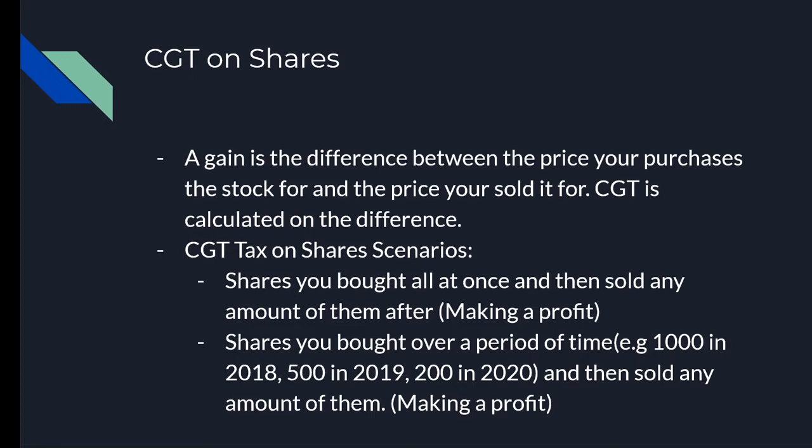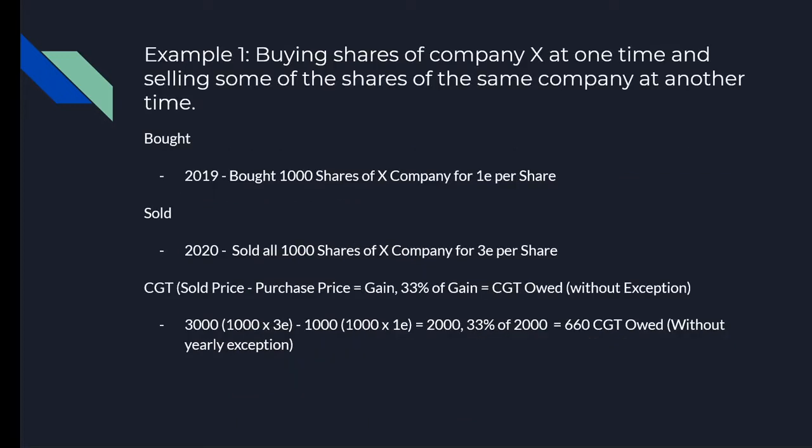But let's start off with a simple example. Here's a simple example. You're buying shares of company X at one time, let's say in 2019, and you're selling some of the shares of the same company at another time in 2020. So in this case, we bought 1,000 shares of X company for €1 per share, and we sold all of the 1,000 shares in company X for €3 per share, right? So basically we made 200% profit.